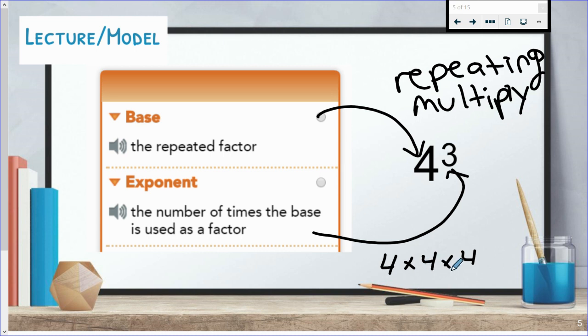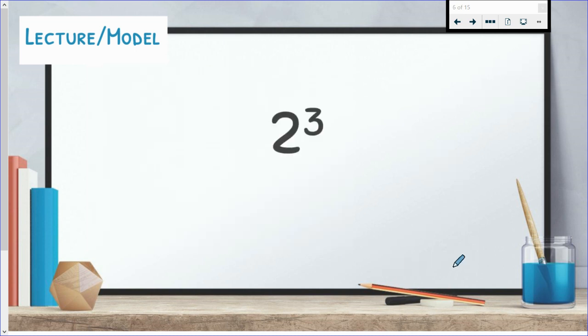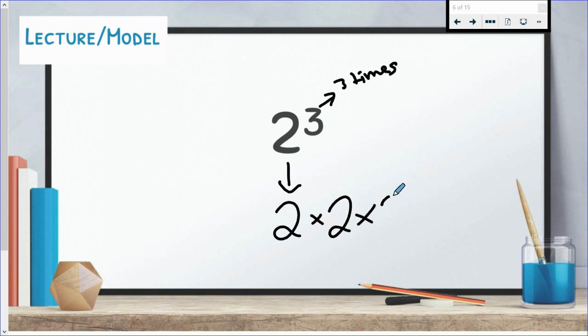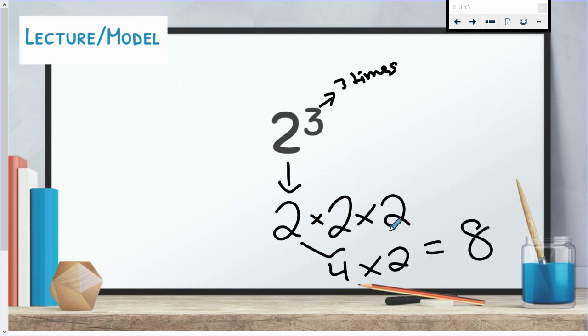All right, let's look at some more. I have here 2 to the third power. So my base is 2, so that is the number I'm multiplying. And the 3 tells me to multiply it 3 times. So 2 times 2 times 2. 2 times 2 is 4, times another 2 is going to be 8. So 2 to the third power would be 8.